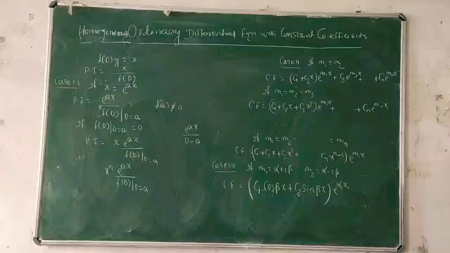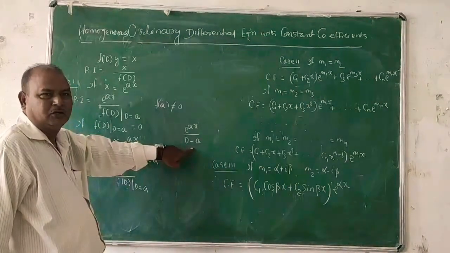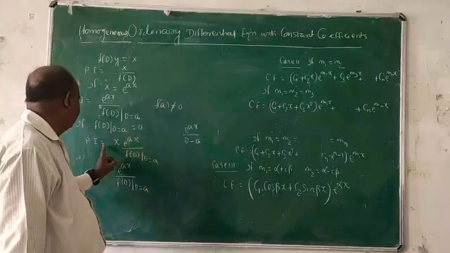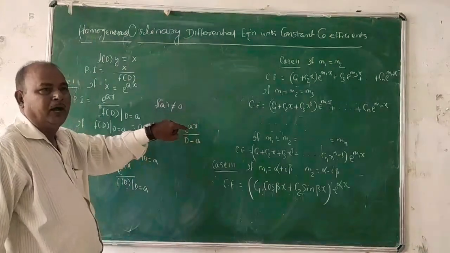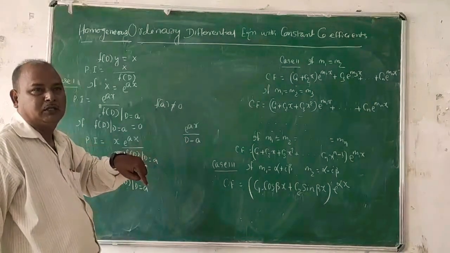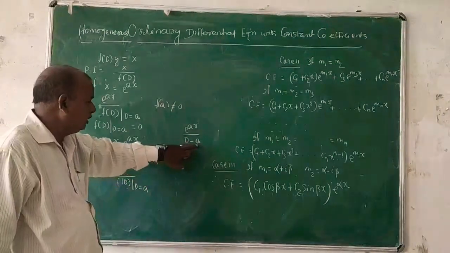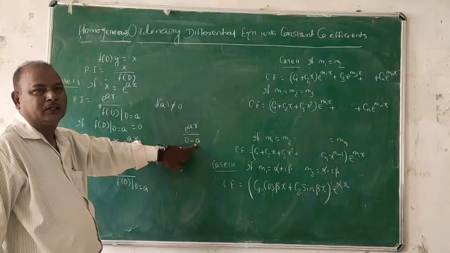You take D minus something. You substitute D equal to a, then the denominator becomes 0. So you obtain the particular integral as x into e to the power x by, you take the derivative of the denominator with respect to D, that is important. If you take the derivative of this with respect to D, you get 1.